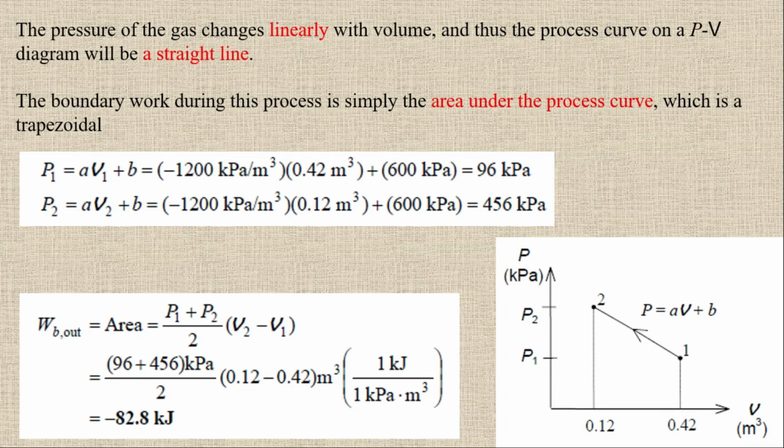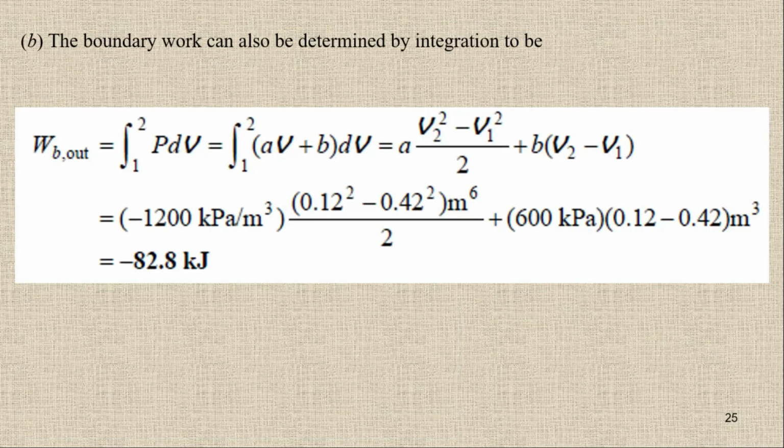Now in part B you have to integrate the basic equation to find the work done. Simply we have the basic definition of the work done, which is P dV. I can replace this P by A V plus B because this relationship is given. So it's A V plus B, and A is constant and B is constant.